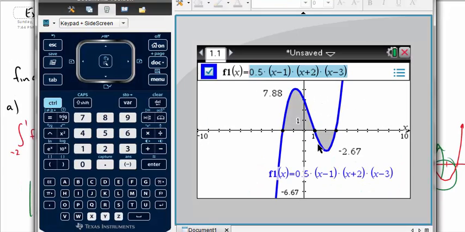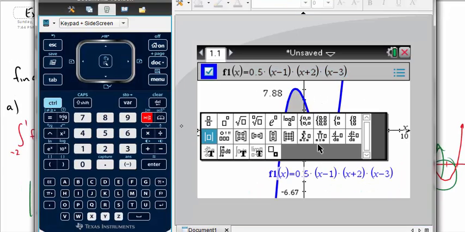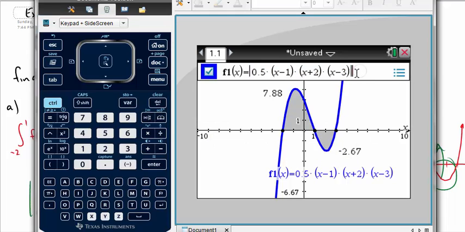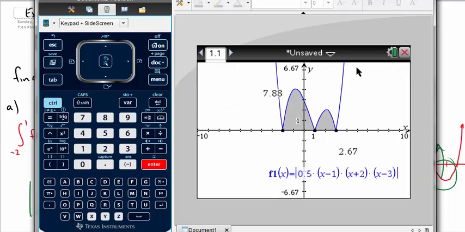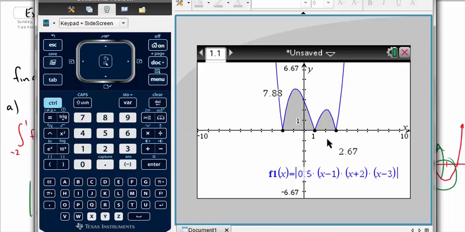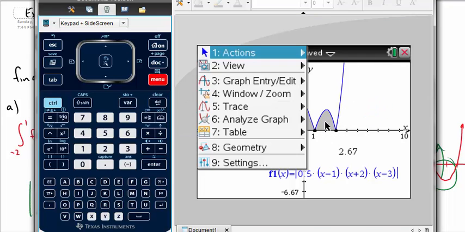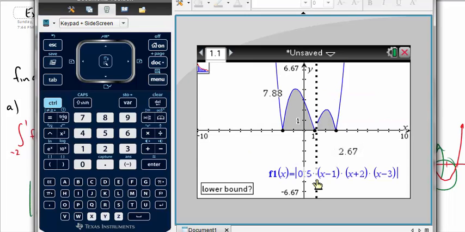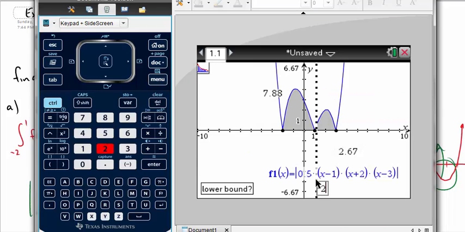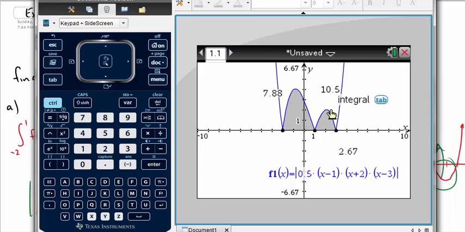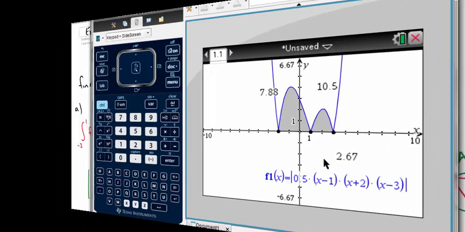So let's do that. I have my function ready to go. I'm going to put absolute value around it. I press enter. Now you see this region here was reflected above the x-axis. If I go into Analyze Graph and take the integral from -2 to 3, there's my total area of 10.5, which is the sum of these two smaller areas. Remember, the 2.67 is the absolute value of what was there.